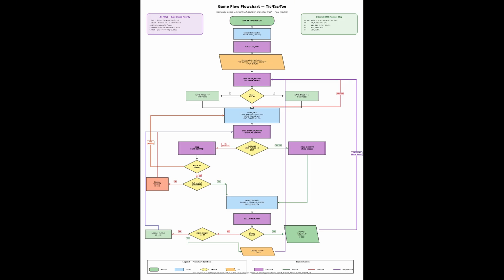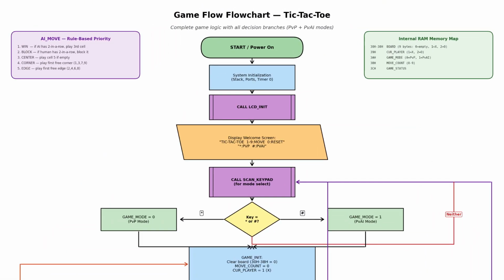So here you can see the machine flowchart, and our software is written entirely in 8051 assembly and structured as a finite state machine with modular subroutines. The game board is stored in internal RAM addresses 30H through 38H, 9 bytes, 1 per cell. 0 means empty, 1 represents X and 2 represents O.